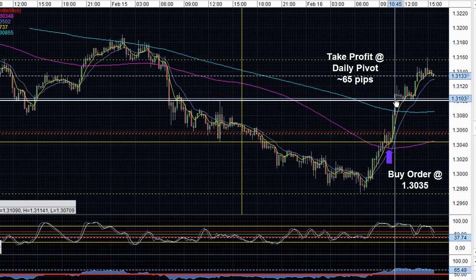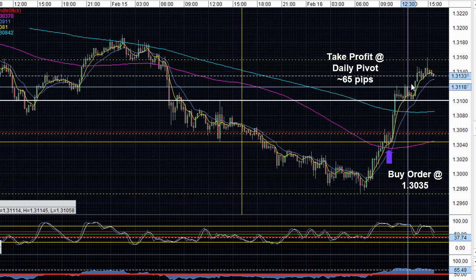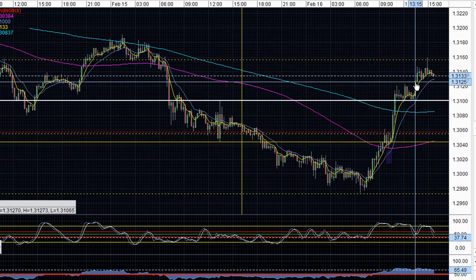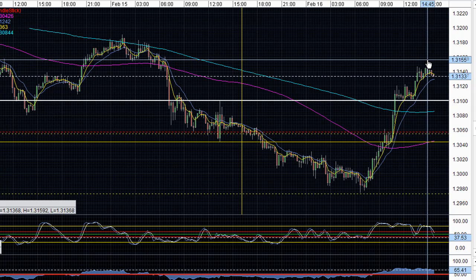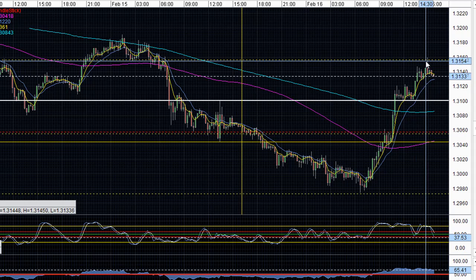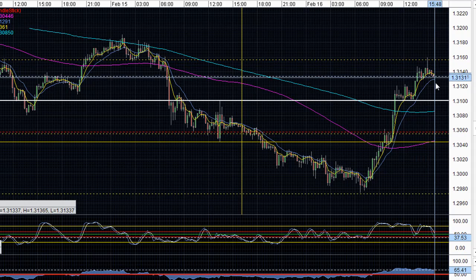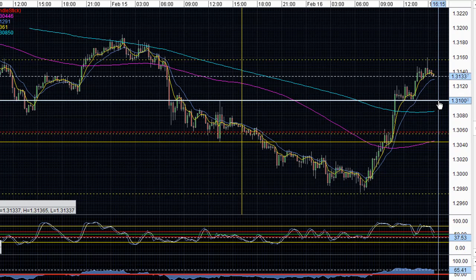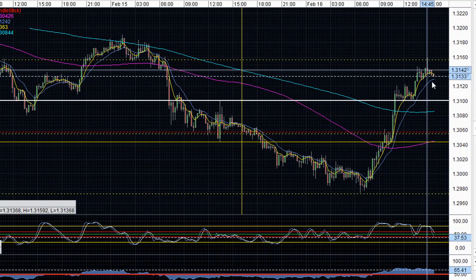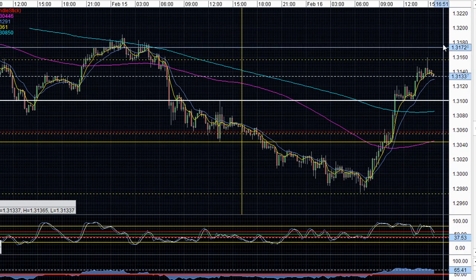And like I said before, it appears that the market wants to extend its gains higher. It tested this resistance here at 31.56. And I believe during our Asian trading session, we may see the pair slide lower and test this 3100 level as support, and from there continue its gains higher.